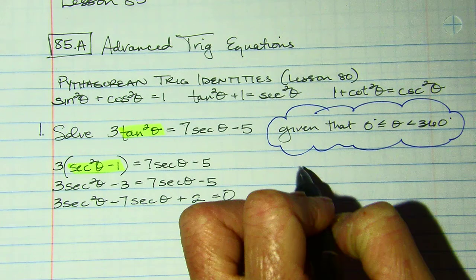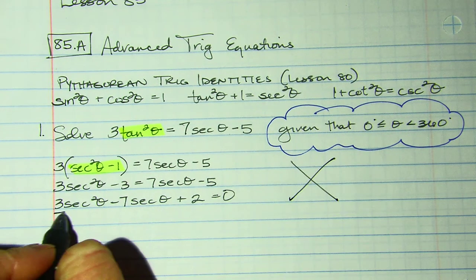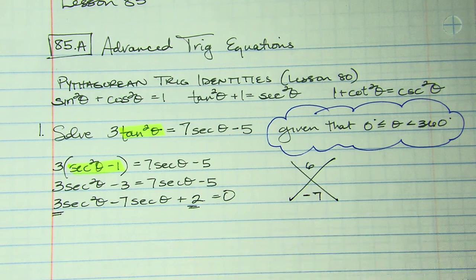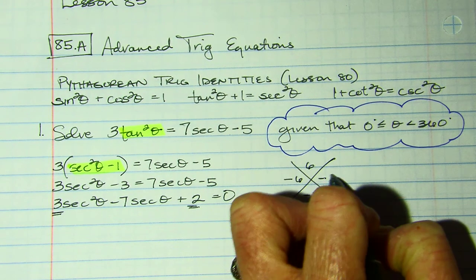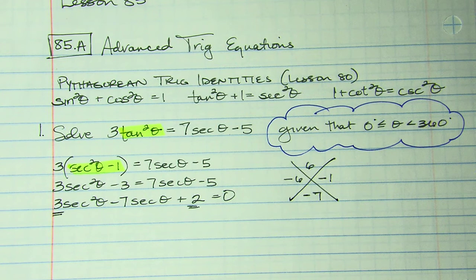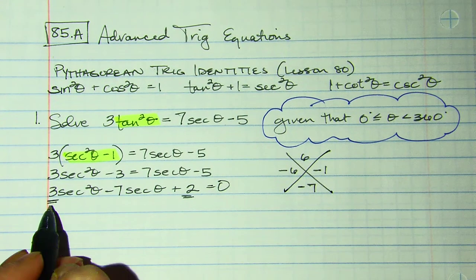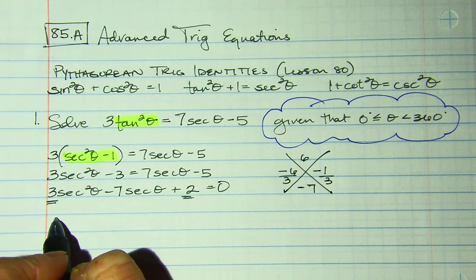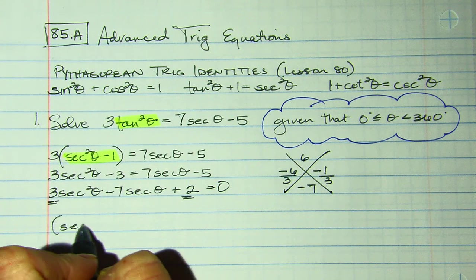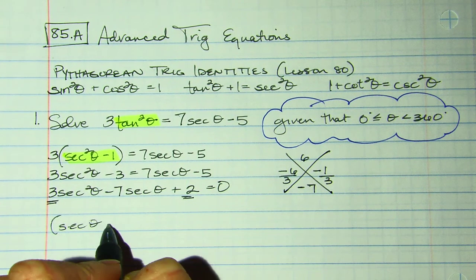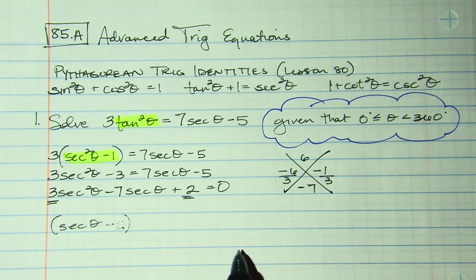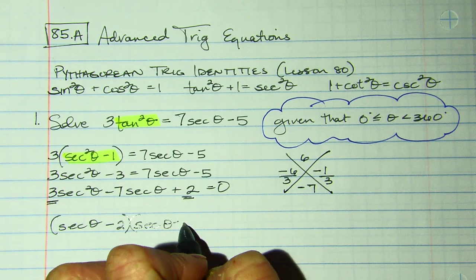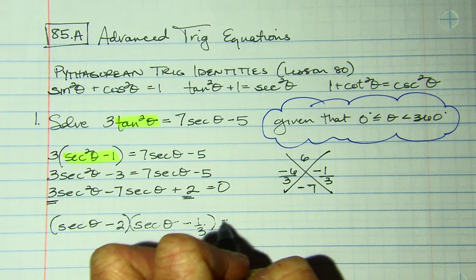Now I'm going to factor. So the first number times the last, I have 6. The middle number is negative 7, so that'd be negative 6 and negative 1. And then I'm going to have to do bottoms up because I have a 3 out front, so I'm going to divide each by 3, and my factors are the secant of theta, negative 6 divided by 3 is negative 2. And for this next one, I have the secant of theta minus 1/3 equals 0.